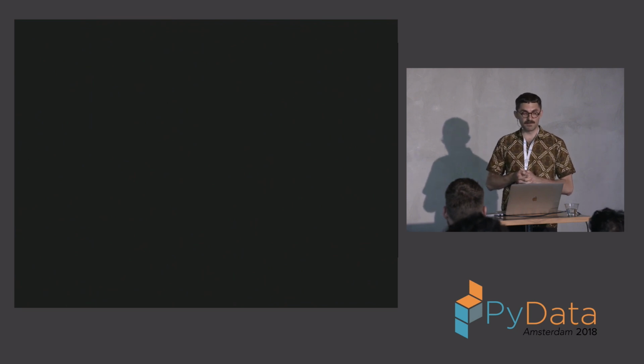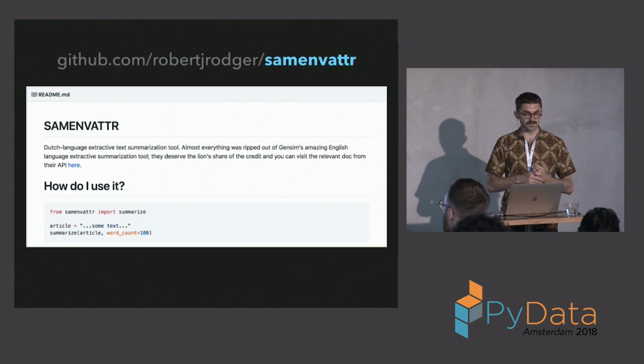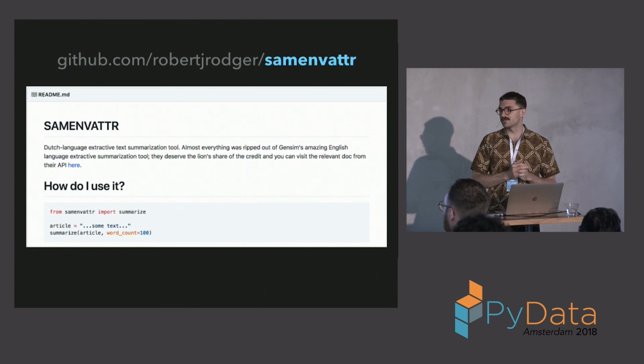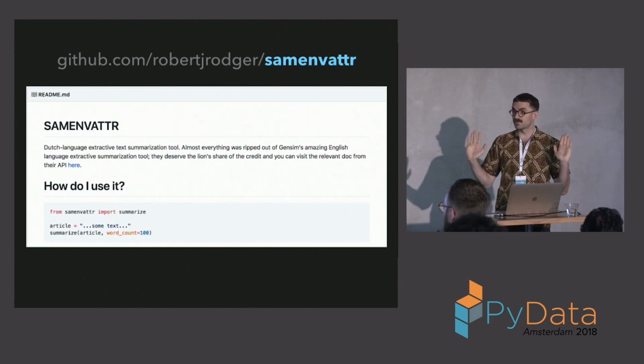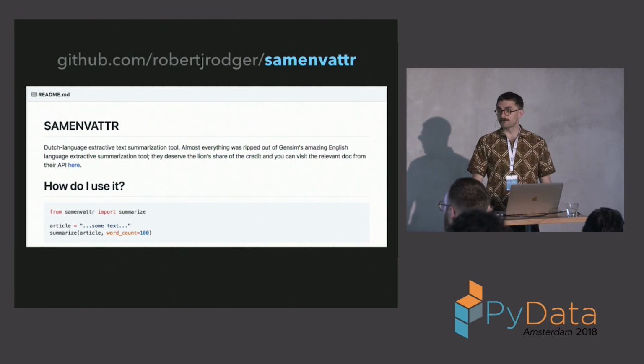So that's all well and good in principle, but I actually went ahead and did this one for Dutch as an afternoon project. I call it SAMENVATTR, which is a 2007 play on words for the Dutch word for summarization. And you can view what I did at my GitHub. Again, I want to emphasize that the lion's share of the work was done by the lovely people at Gensim. All I did was simply glue all the pieces together.